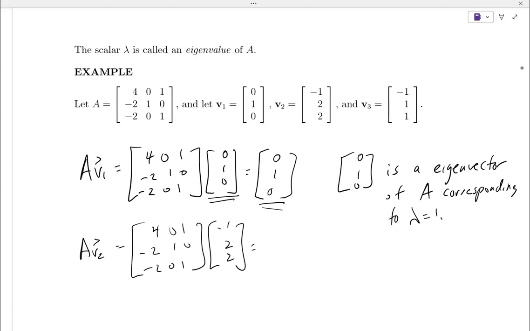Let's do the next product. So I'll take the matrix A and multiply it by the V2. When we take the first row times that column, looks like we get -2. When we take the second row times that column, looks like we get 4. And take the last row and multiply it by that column vector, looks like we also get 4.